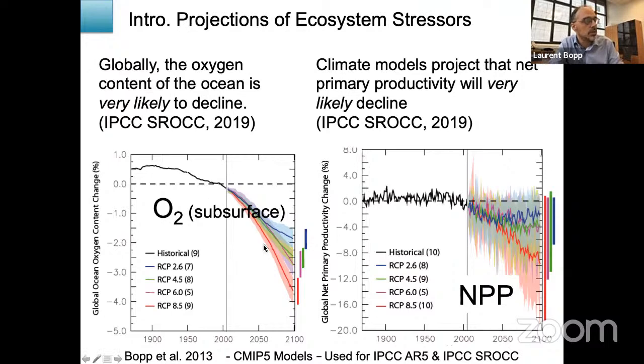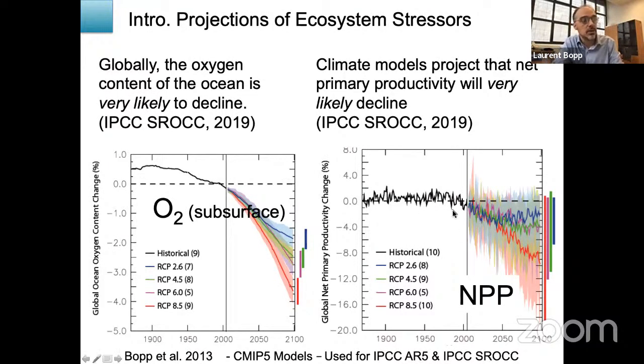What you may know also is that we can link this decline in oxygen to the change in the physics of the ocean, with less ventilation, a more stratified ocean, a warmer ocean, and this will decline the amount of oxygen that is transported in the interior.